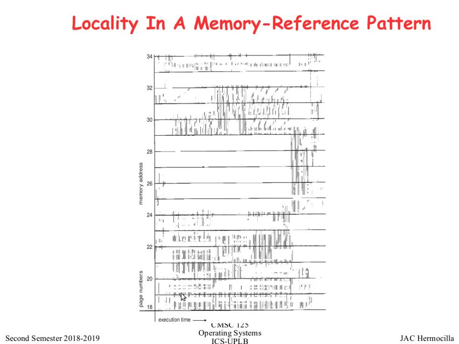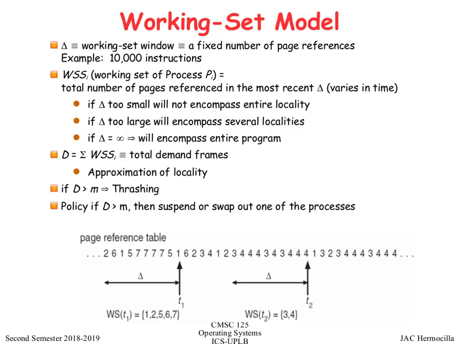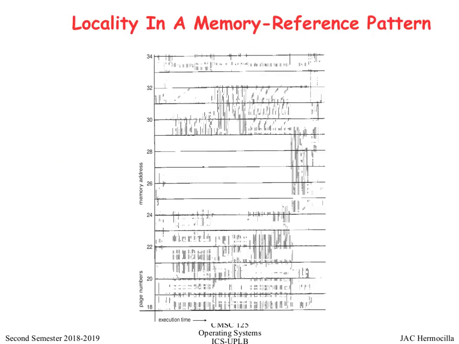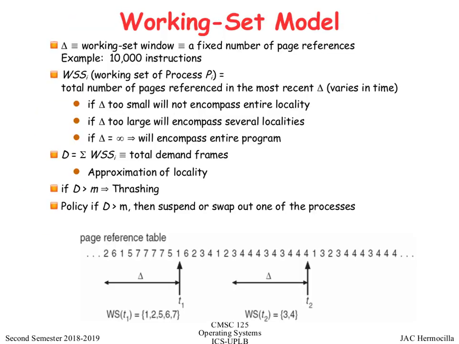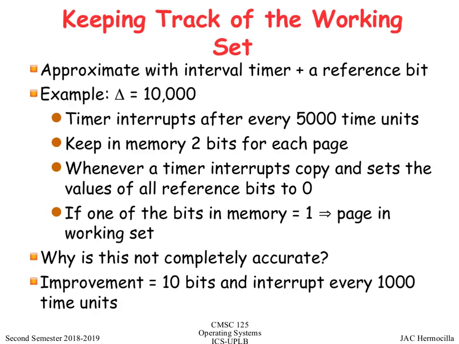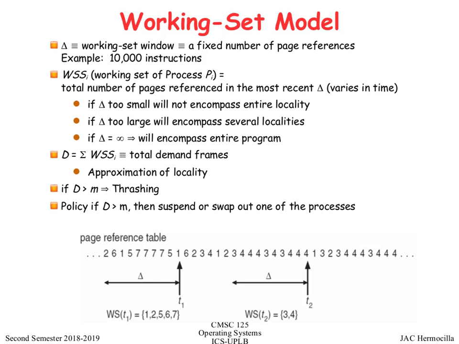Okay. So at some point in the execution of a program, there is a certain memory area that is always being used. That area that is always being used, that is what is called the locality. So in order to prevent thrashing, what you can do is to limit or to use local replacement. So you have to define now, we have a solution called the working set model, okay?